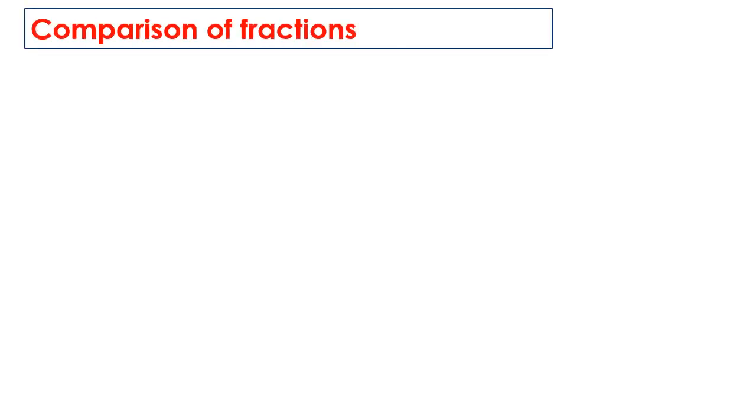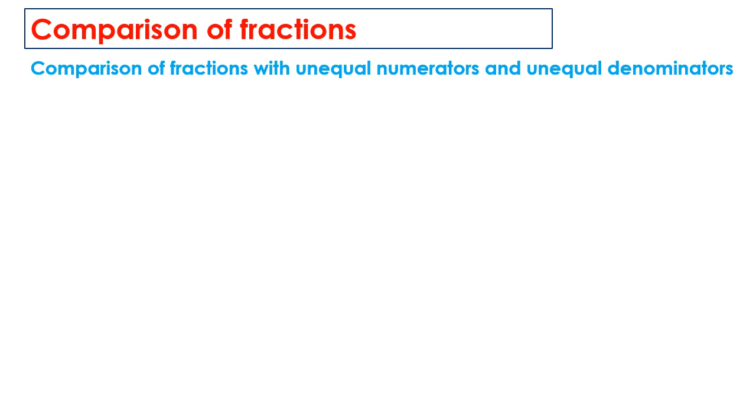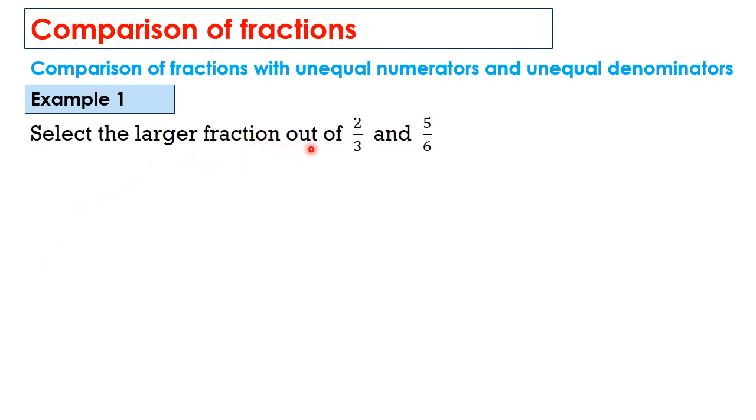Comparison of fractions. Comparison of fractions with equal numerators and unequal denominators. In grade 6, we learned how to compare fractions with equal numerators or with equal denominators. Here, let's study how to compare two fractions with unequal numerators or with unequal denominators. Example 1. Select the larger fraction out of 2/3 and 5/6.